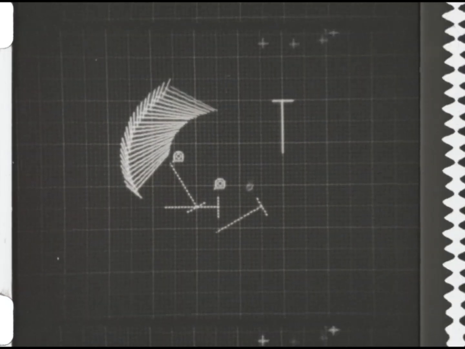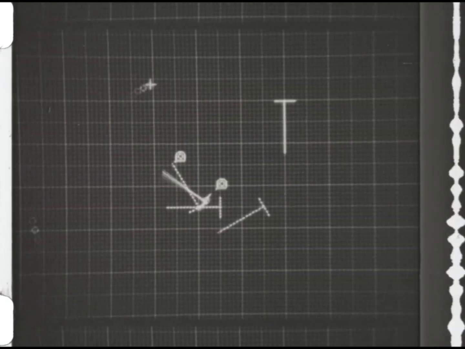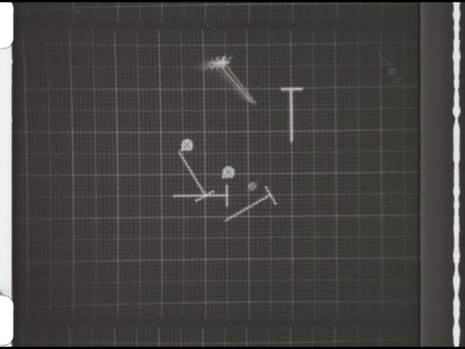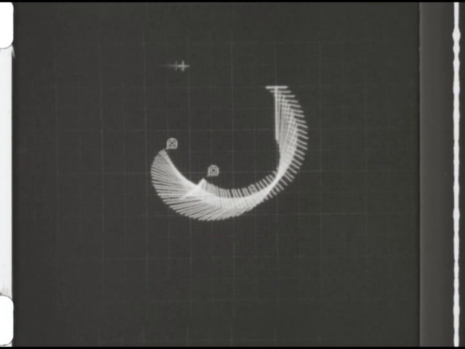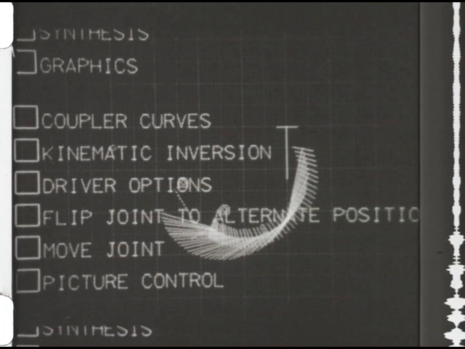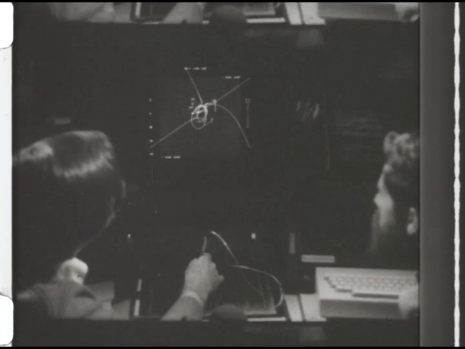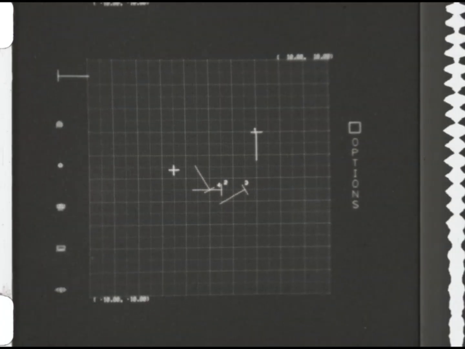Just so you can see how the mechanism moves in between those positions, we have a lot of options for displaying the picture in different ways. Let's go back into the synthesis part of the program. Just for curiosity, take a look at these curves and see how they look.